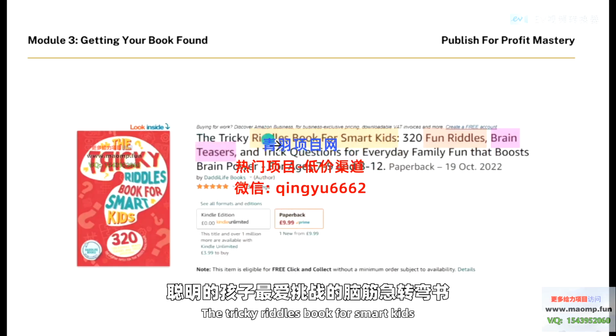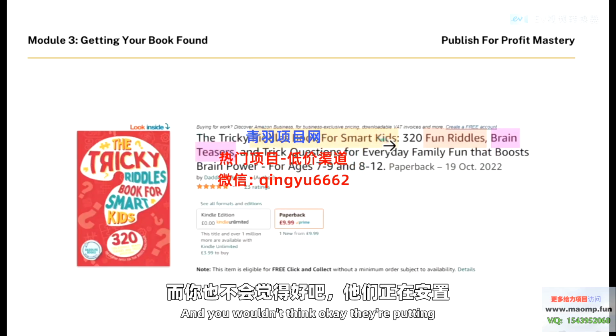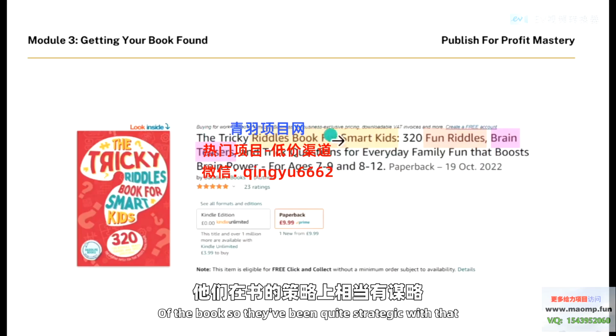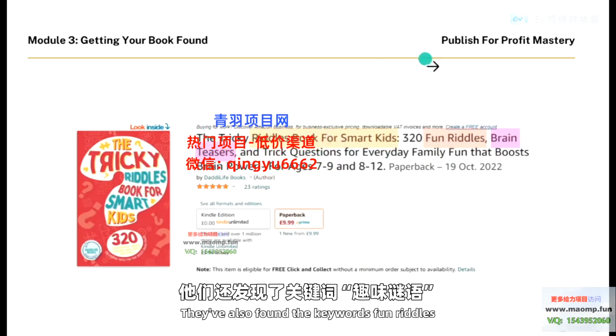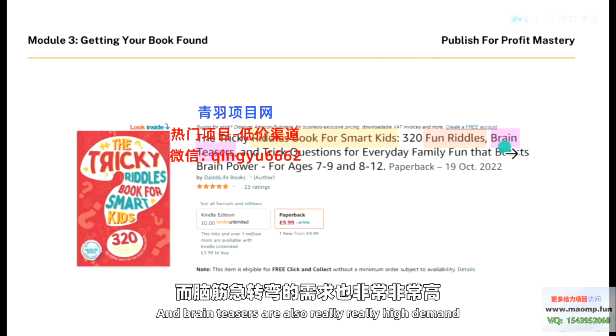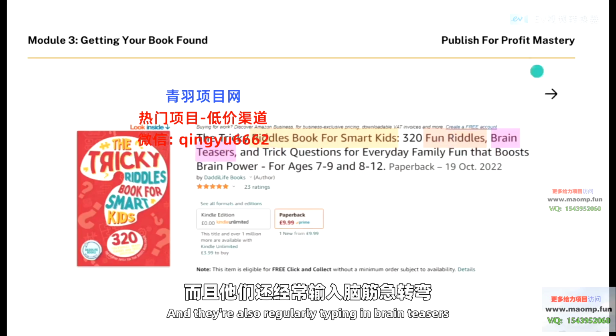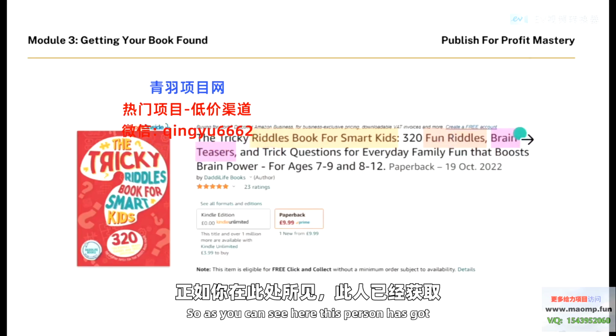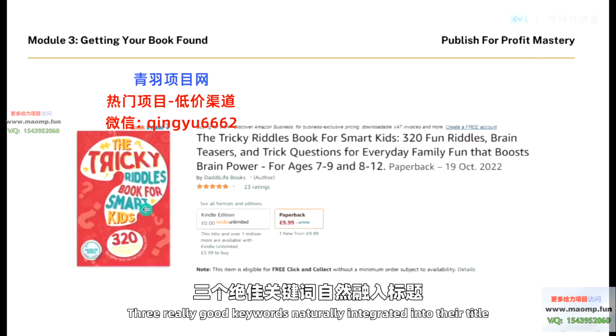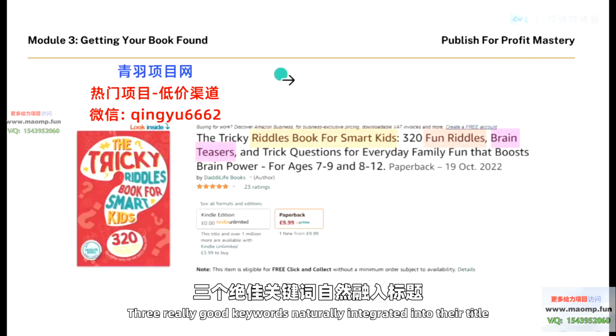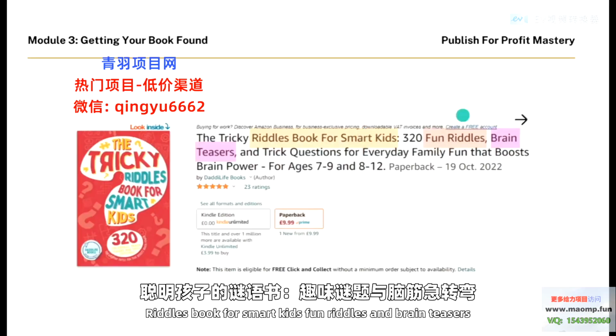So you would read this, the tricky riddles book for smart kids, and you wouldn't think they're putting a keyword in there, because that's just the name of the book. So they've been quite strategic with that. They've also found the keywords fun riddles and brain teasers are also really high demand keywords. Lots of people are typing fun riddles into Amazon, and they're also regularly typing in brain teasers. So as you can see here, this person has got 3 really good keywords naturally integrated into their title: riddles book for smart kids, fun riddles, and brain teasers.